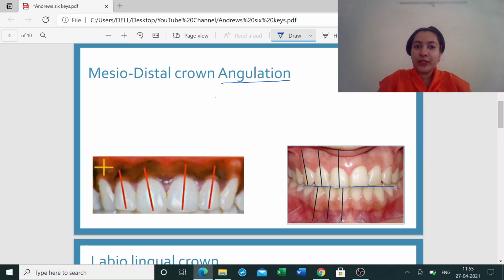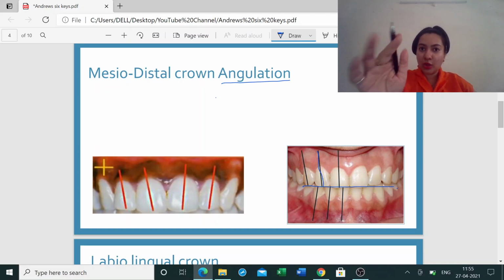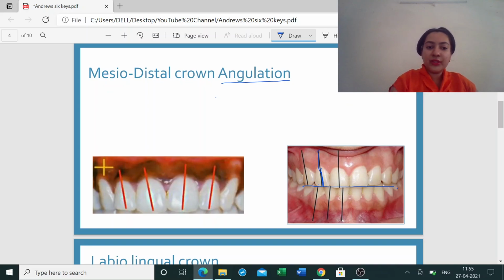So now for teeth to be in good occlusion, for good intercuspation, the crown portion, please note, should be mesial as compared to the gingival portion. When the long axis of the crown is drawn, the crown portion should be mesial as compared to the gingival portion. So all of you can see this angulation, the lines are not straight, they are tilted this way. Why? Because the crown portion is more mesial as compared to the gingival portion.